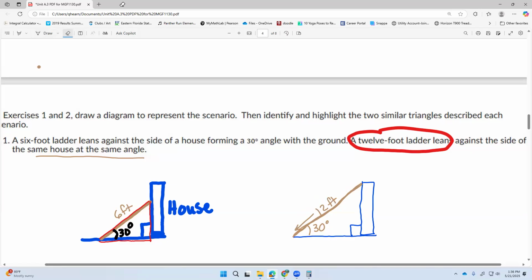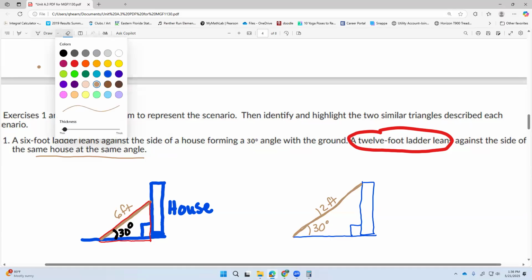For example, and they did not tell us the height of this building, let's pretend we were looking for the height of the building and I wanted to call it X. I would put it right in the middle of the height of the house. Okay, but anyway, this is the diagram if you draw it like the ladders are there on 2 separate days.